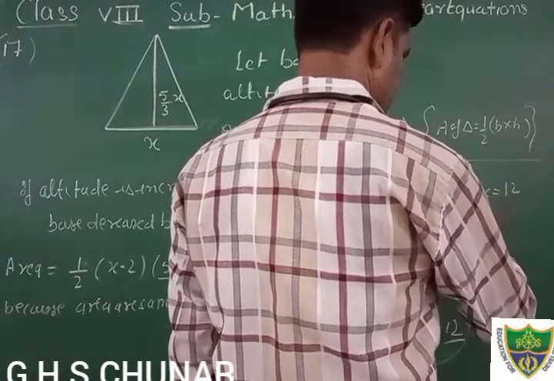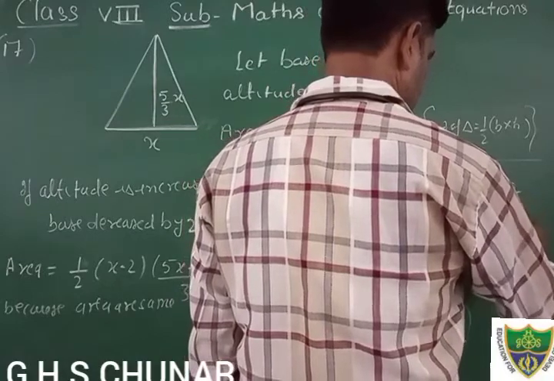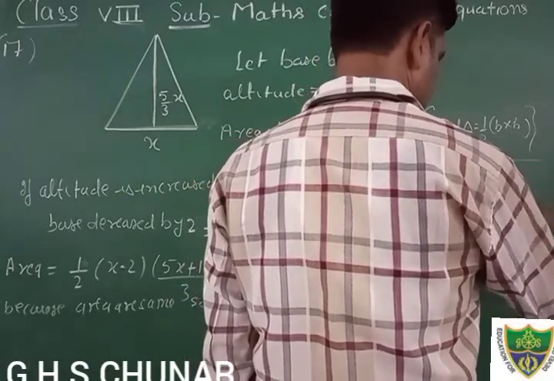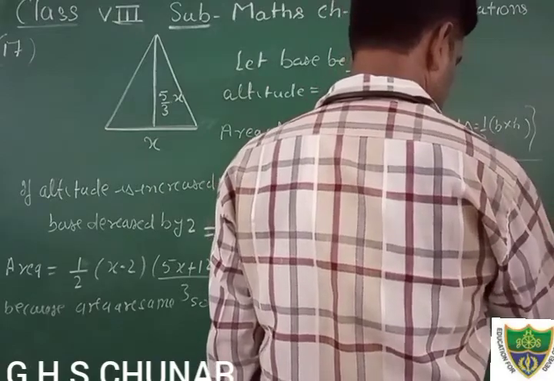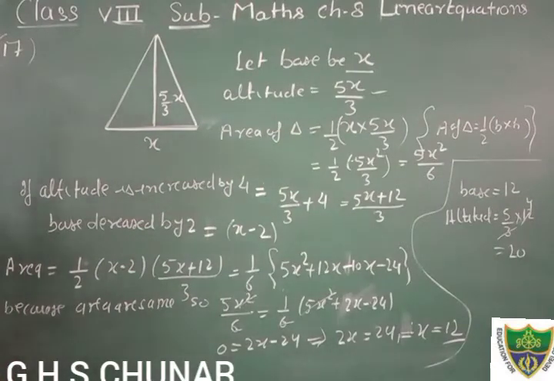Hence, base is equal to 12. Then altitude is 5/3 x, that is 5/3 into 12, that is 20. Now area is 120. When altitude increases by 4, that is 24, and base decreases by 2. Okay, you can check it. What will be the area when the base is 12 and altitude is 20? That will be 120. Area is 120.